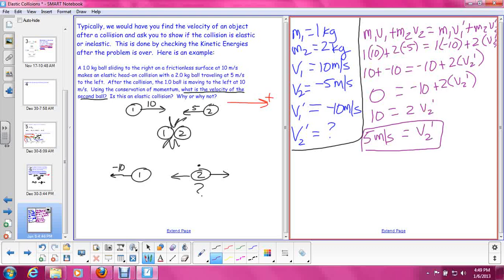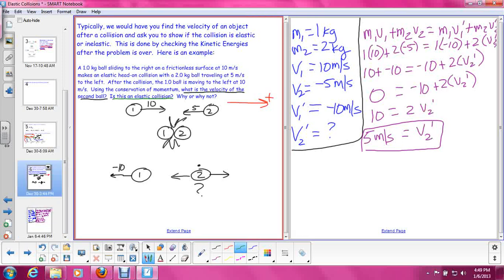But that's only the first part of the question. We also want to know, is this an elastic collision? Now, here is where the definition becomes important. What makes an elastic collision different from an inelastic collision? It is the fact that kinetic energy is always conserved in an elastic collision. So we want to know, is kinetic energy conserved or not? If it is, this is elastic. If it's not, it is inelastic. So what we need to do is solve for the kinetic energy in the beginning and the kinetic energy after and see if they are equal.